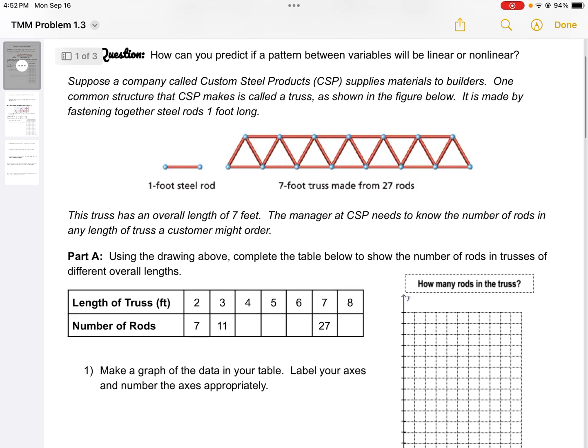So down here it says, suppose a company called Custom Steel Products, CSP, supplies materials to builders. One common structure that CSP makes is called a truss, as shown in the figure below. It is made by fastening together steel rods 1 foot long. So here we have an example of what 1 foot steel rods look like, and then over here, what a 7 foot truss made from 27 rods looks like. It says this truss has an overall length of 7 feet. The manager at CSP needs to know the number of rods in any length of truss a customer might order.